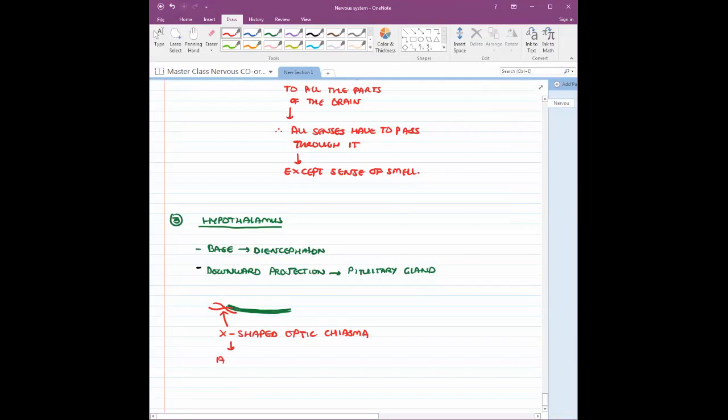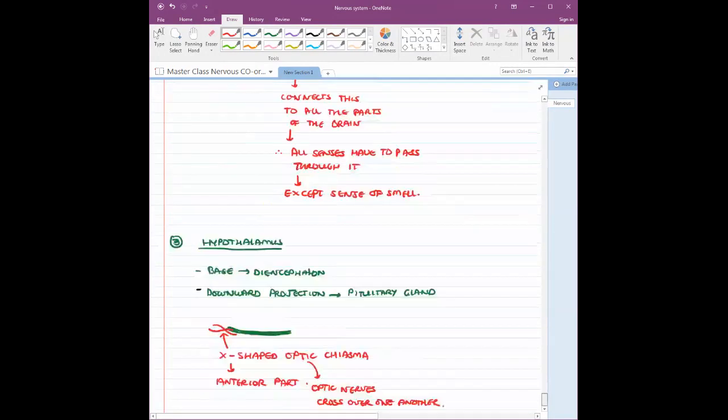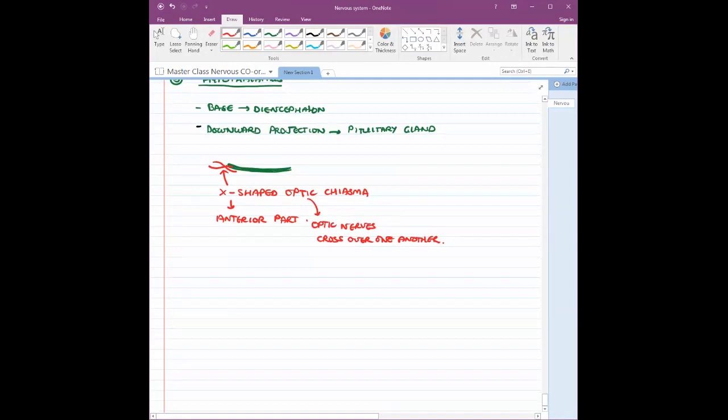What happens at this egg-shaped optic chiasma? As I said, first of all, this is in the anterior part, on the front side. And what happens exactly over here, guys? You are going to see that the optic nerves cross over one another. So this is what we need to know with regards to your hypothalamus.